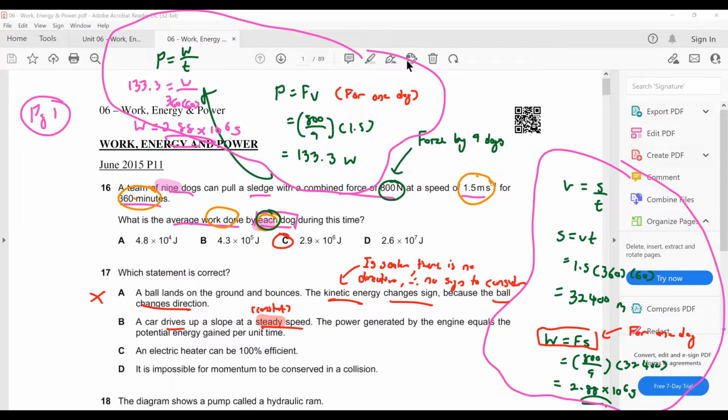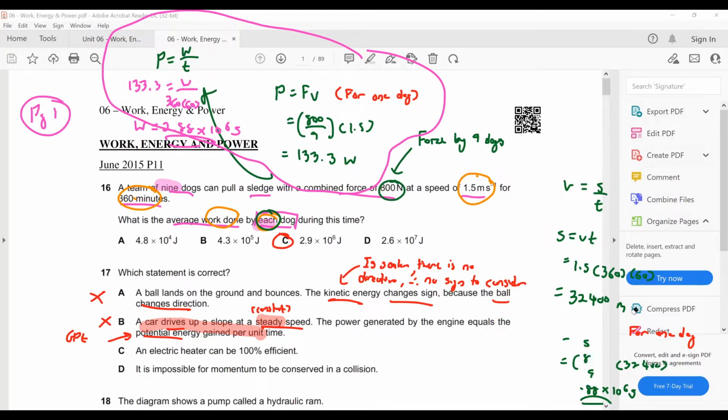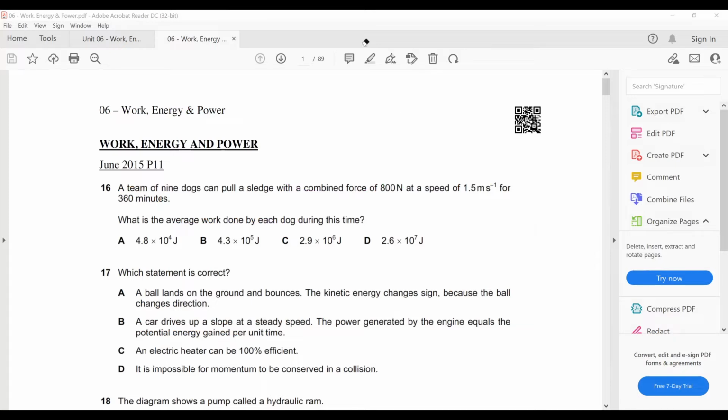Equals to the potential energy gain per unit time. This is actually referring to your GPE. Okay. Now, this statement is also wrong because of some issues here. Let me clear off everything, because it's too messy. B is wrong, A is wrong. This one I told you is constant speed.